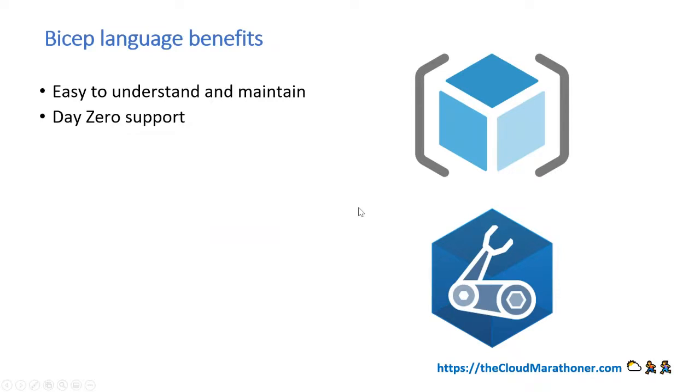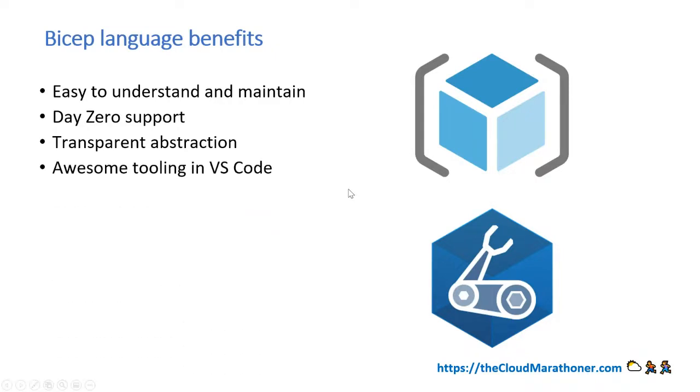So that's day zero support. Second is transparent abstraction. We looked at how it is actually transpiled, and this is the abstraction over ARM templates. Next, it has awesome tooling in Visual Studio Code. I will come back to that. You saw snippets of that with autocomplete. We saw these validations. We saw squiggly lines, yellow and red, which means one of them is a warning and probably the other one is an error, but we'll come back to that.